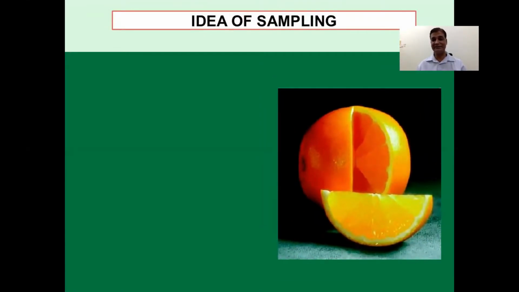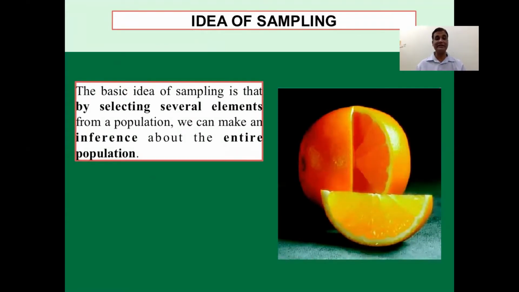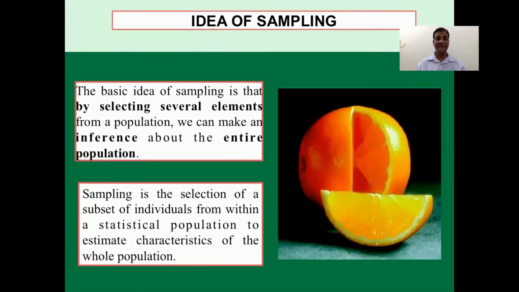So sampling, as I was saying, takes a slice of an orange, for example, and if you like it, you conclude that orange is good. And not only that one, there is a number of oranges that you're going to buy. You conclude that all oranges are good. So this is basically a sampling. So we say the basic idea of sampling is selecting several elements from a population, and then we make an inference on the entire population. And so sampling is the selection of a subset of individuals from within a statistical population. Remember, the data we are going to collect will be used for statistical analysis. So that's why we are saying statistical population.